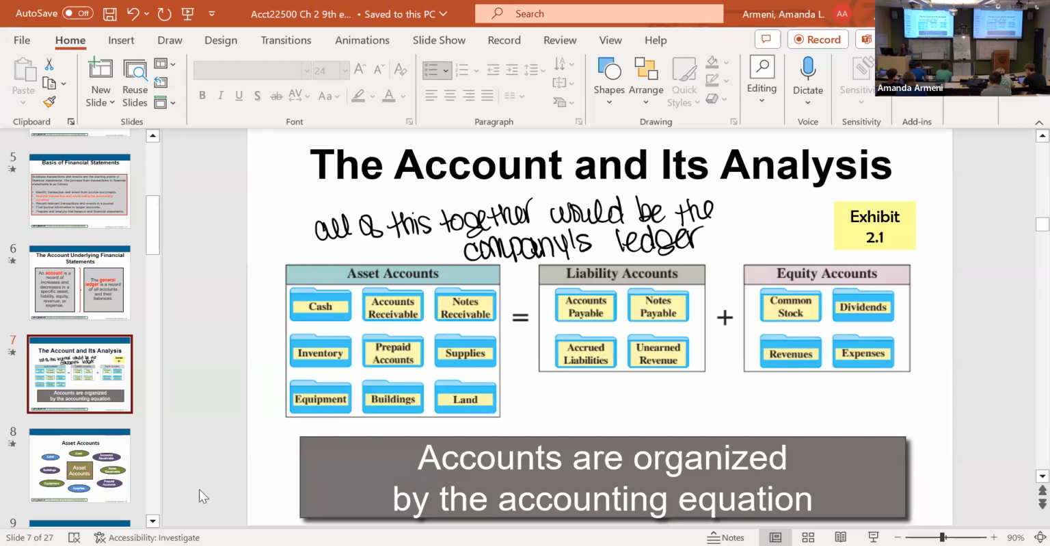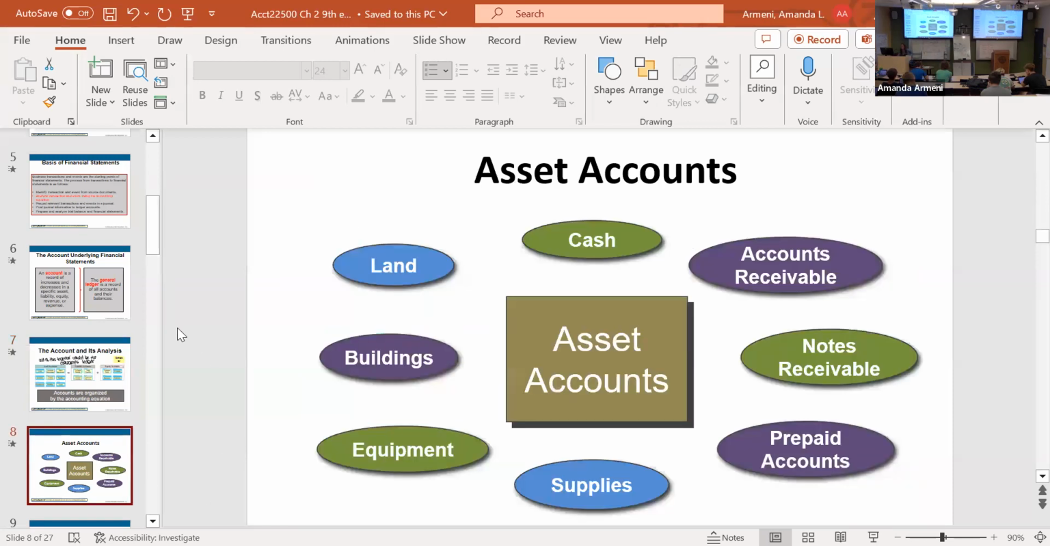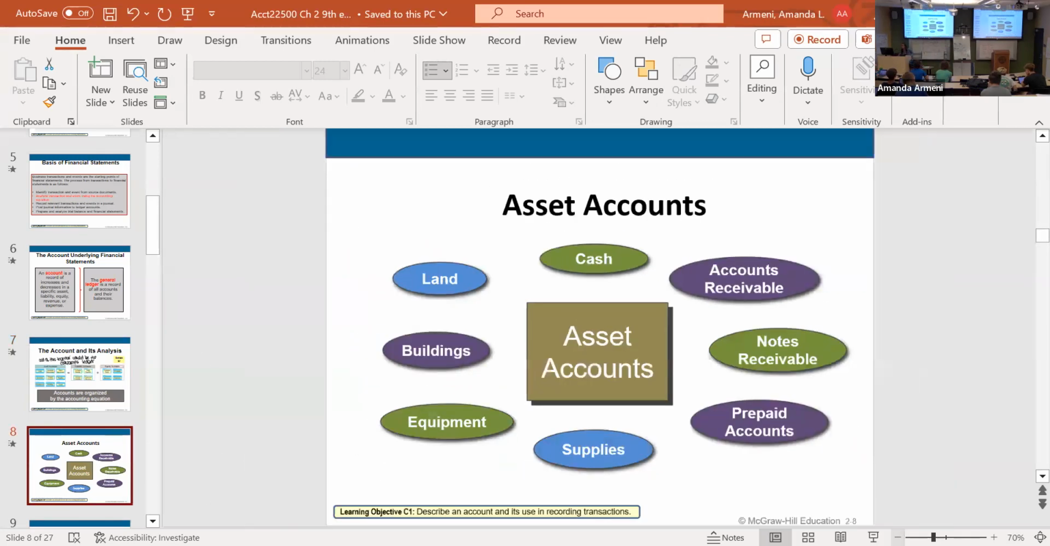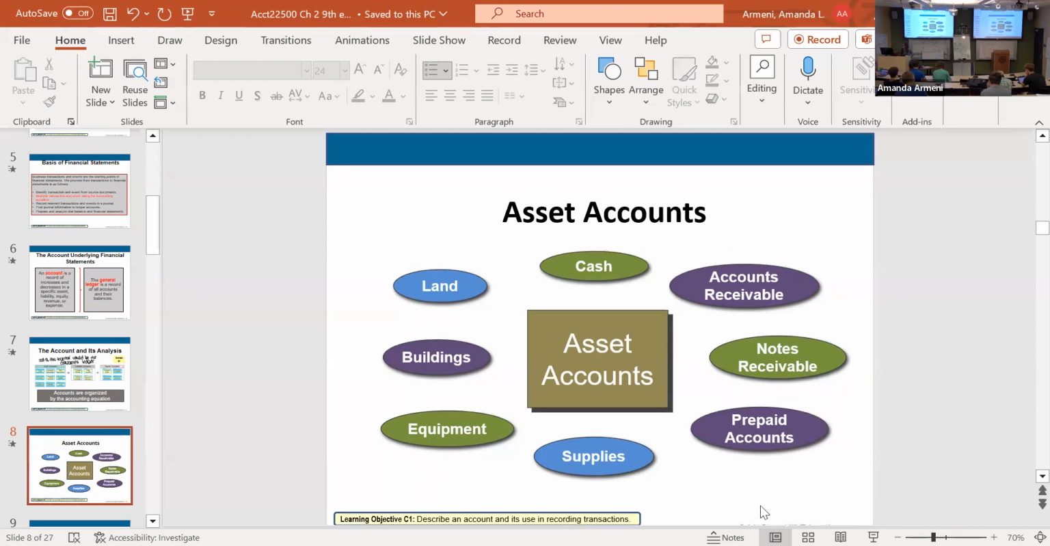Okay? So let's talk first about our assets. As I mentioned, we have already discussed the majority of these assets in our chapter 1 examples. We already discussed cash. Cash is what we receive from our customers when we perform a service or provide a product. It's what we use to pay off our suppliers when we owe money to people or pay off a loan that we've taken out. Cash. We're used to that.